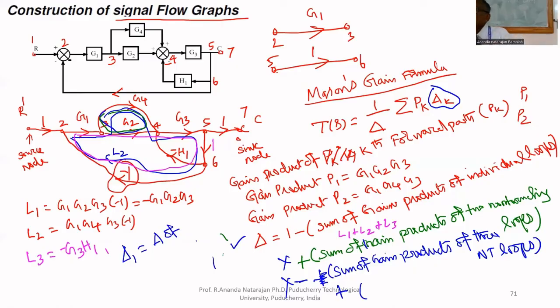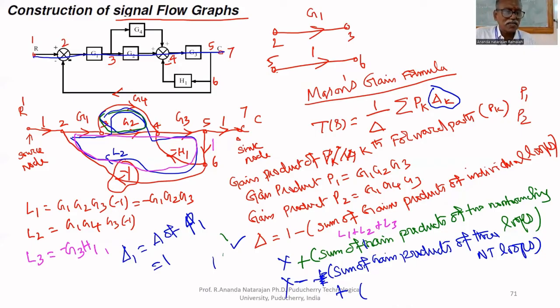the part of the graph which is not touching forward path 1. What is the forward path here? I will draw it in the block diagram because here you cannot understand. This is forward path 1. Is there any loop which is not touching the forward path? No loop. Therefore, delta 1, the delta for forward path P1, equals 1, because the formula starts with 1 minus, and there are no loops not touching the forward path.